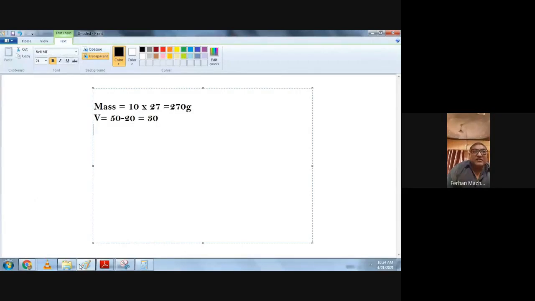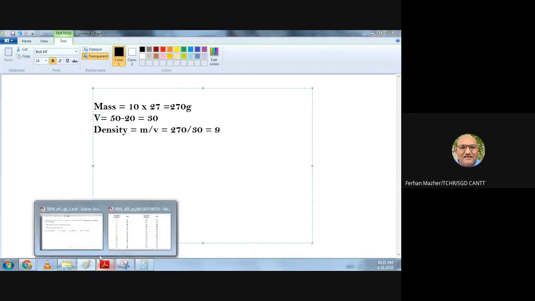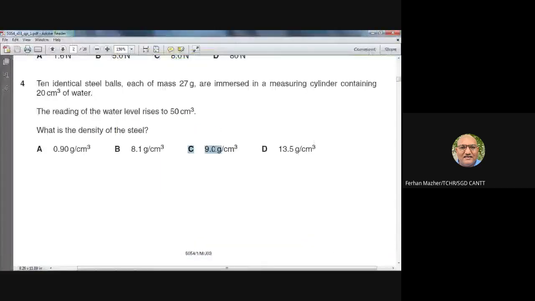Now I know this, and I can find out the density. The density formula is density equals mass divided by the volume. Mass is 270 gram, divided by the volume 30. So I think the answer will be 9 grams per centimeter cube. So I think C is the choice.